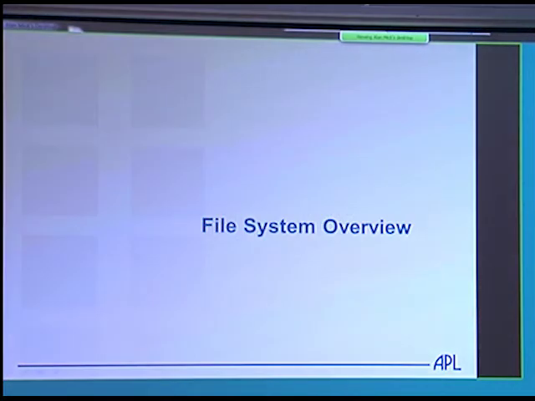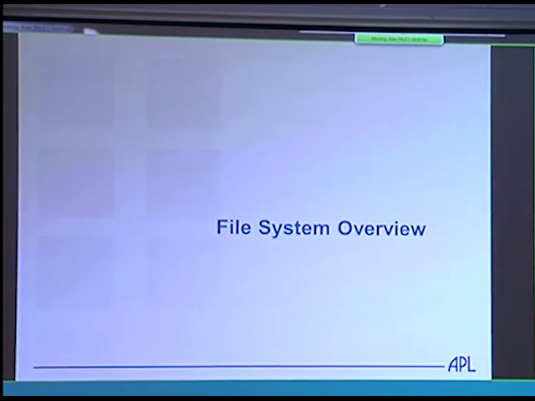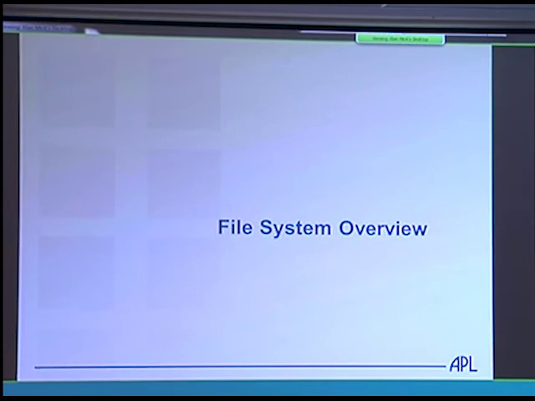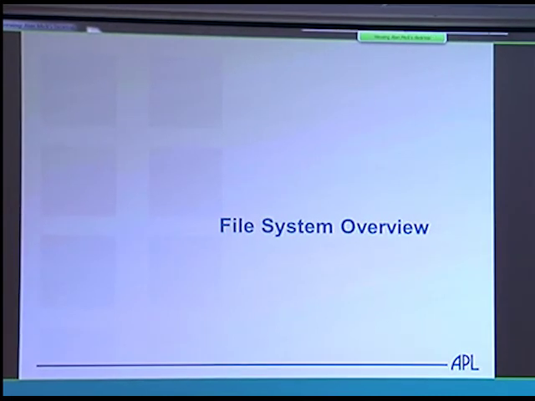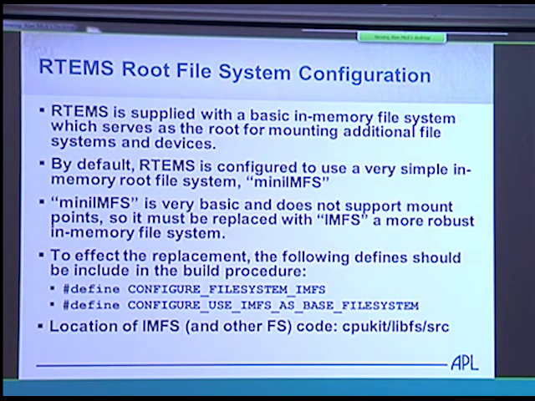Oh, there we go. So now I'm going to give you a file system overview, and basically we're just going to walk through how RTEMS starts up a file system and what you have to do, at the very highest level, to have a file system operating in RTEMS that you yourself develop, a custom file system. So RTEMS is supplied with a basic in-memory file system which serves as the root for mounting additional file systems and devices. Everything goes through the basic in-memory file system.